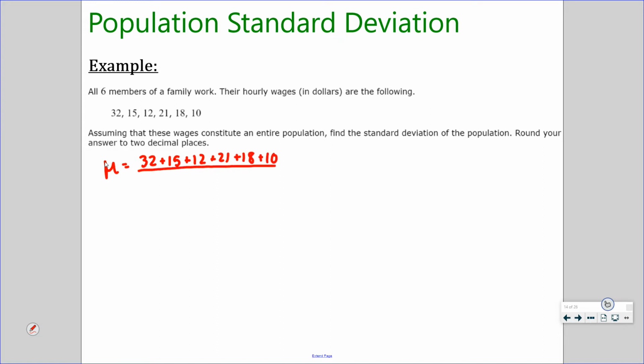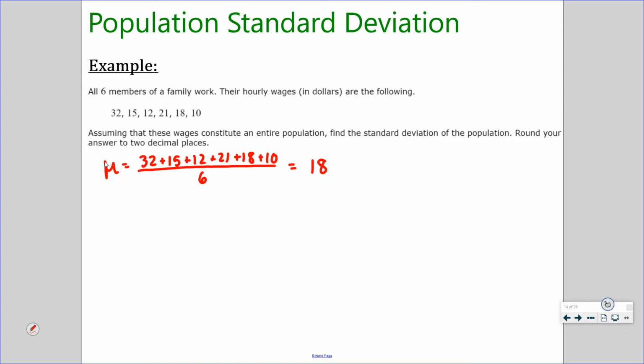Divide it by, okay, I guess I should read the problems here. These are 6 members of the family who work, and these are their hourly wages. Okay, so divide this by my 6 members. The mean is 18. So that's their average hourly wage in dollars. And it says, assuming that these wages constitute an entire population, find the standard deviation of the population. So this is an example of a population because we're surveying all 6 members of their family.